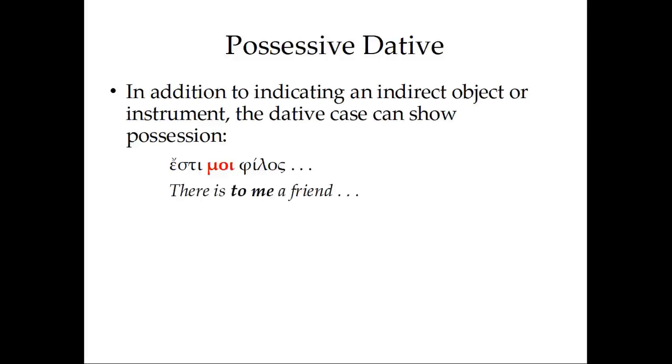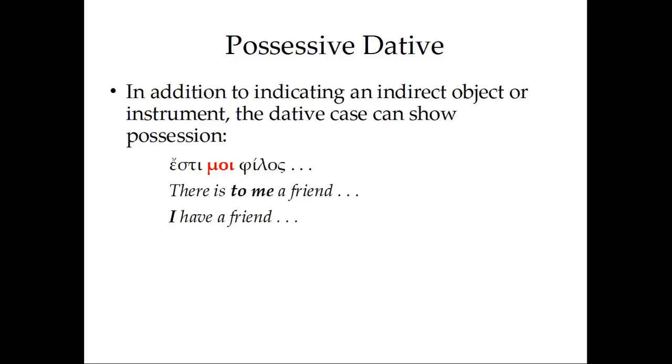And literally, this means something like, there is to me a friend, or there is for me a friend. But obviously, this is not idiomatic English, and in fact, it means something more like, I have a friend. And often we see a construction like this prior to something else. So, I have a friend who, for instance. We're not going to see that particular construction for a little while, but we are going to see this possessive dative beginning in this lesson, I believe. Este moi pillas. There is to me a friend.